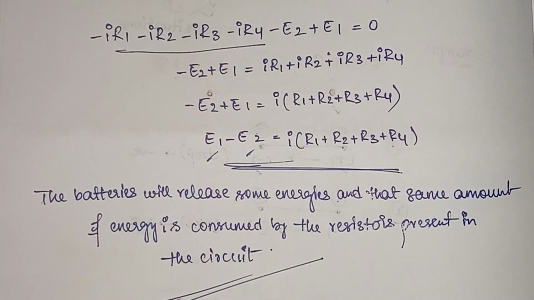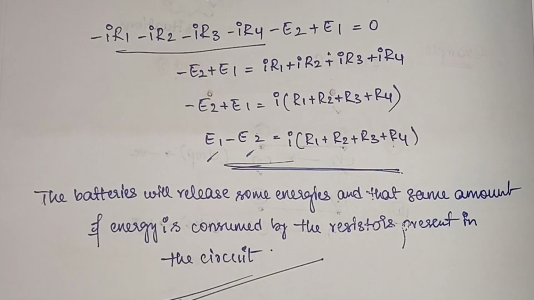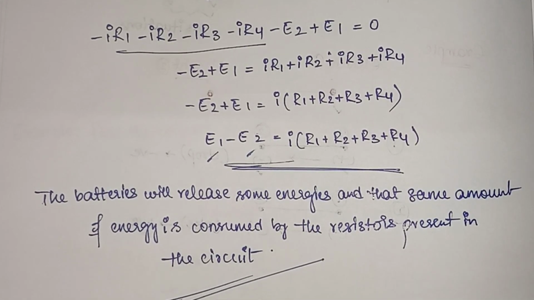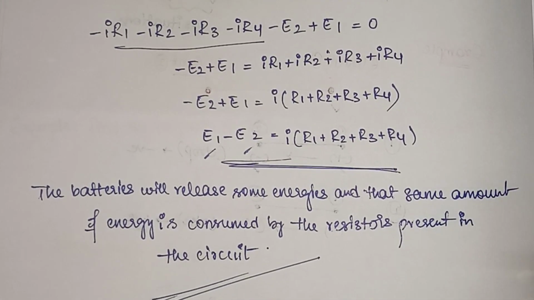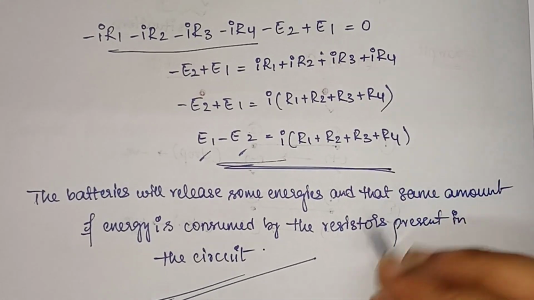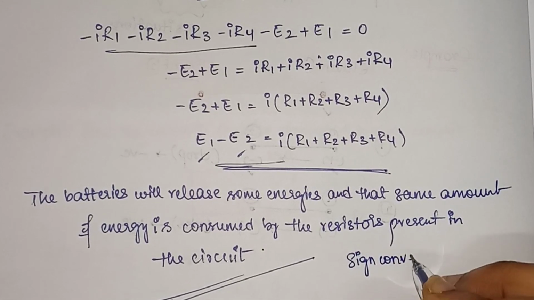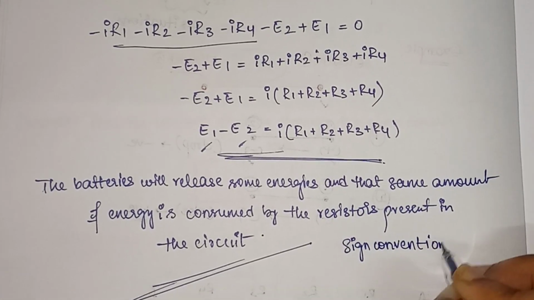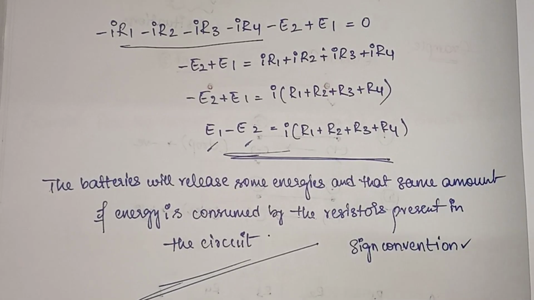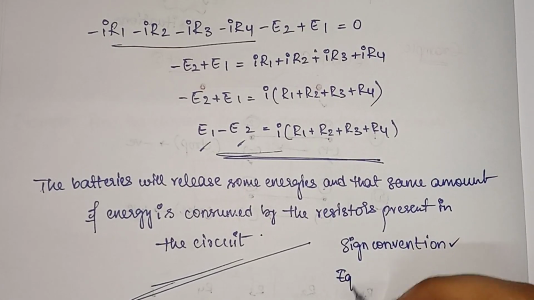So in the next video I'll explain you with the help of an example. But what is the main problem here is we need to know how to apply KVL. So we need to first check for the sign convention while doing a KVL problem. First point is we need to check the sign convention, and next we need to find the equivalent resistance.